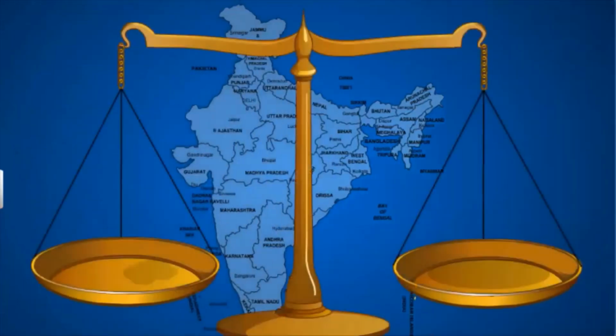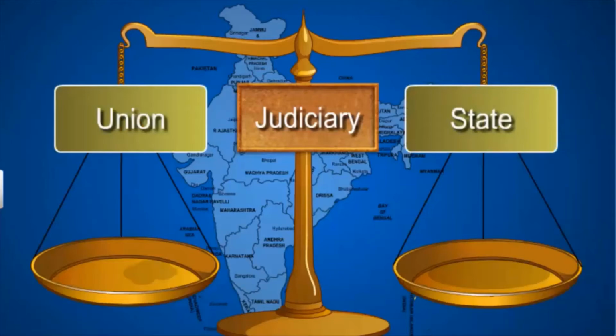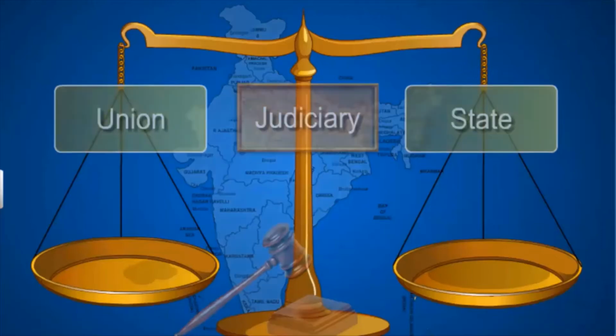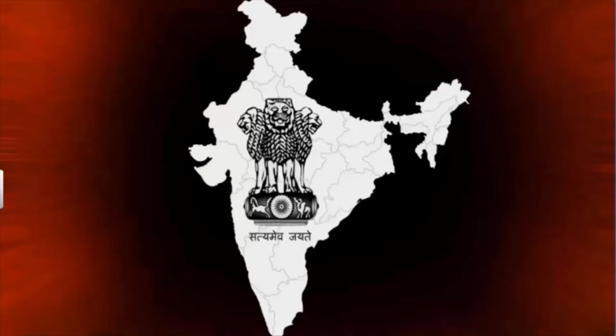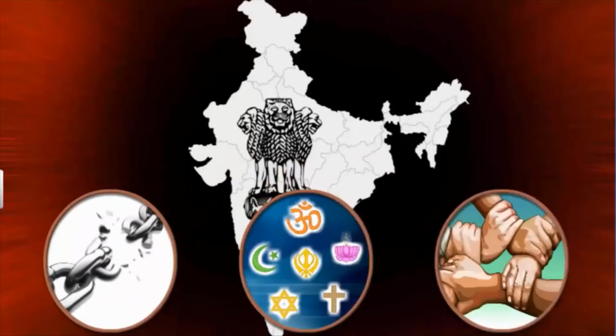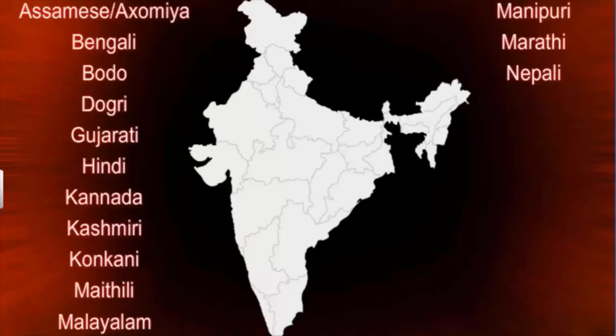Another important aspect that makes India a federal country is the judiciary. The judiciary administers both union and state laws, and in case of any dispute about the division of power, the High Court and Supreme Court make a decision. Hence, the judiciary acts as the guardian of Indian federalism. The real success of federalism in India can be attributed to the nature of democratic politics in our country, that is, spirit of freedom, secular outlook, respect for diversity, and the urge to live together. The most important tests for this success were the creation of linguistic states, language policy, and center-state relations.